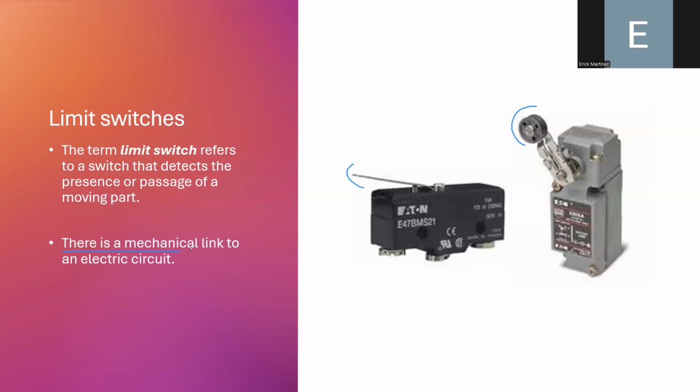There is a mechanical link to an electric circuit, no? And this electric circuit is essentially a switch, okay? Limit switches are mainly used when you want to detect the presence or the passage of a moving part. For instance, you have a transportation band, no? And you want to detect when an object passes through the transportation band, okay? Or you want to detect when the transportation band is moving an object, okay? So these are the limit switches.